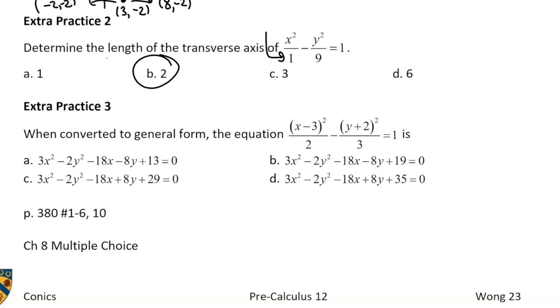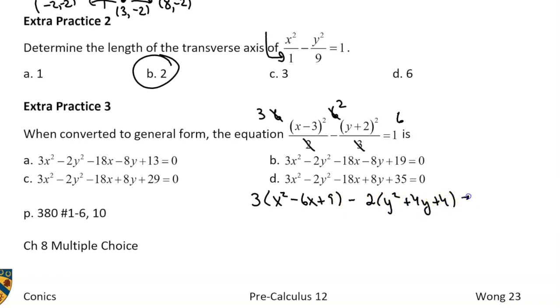And then to convert to general form, this would be multiplying by a common value. Let's do this one quickly. So we could say let's times everything by 6. And if you do that, you eliminate the denominator, so then you could have 3x² − 6x + 9 − 2y² + 4y + 4 = 6. And we can start to expand this. 3x² − 18x + 27 − 2y² + 8y.